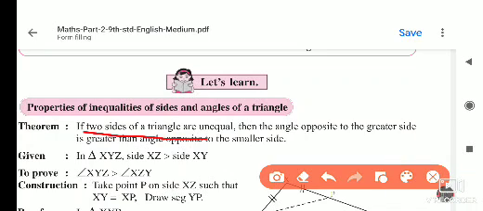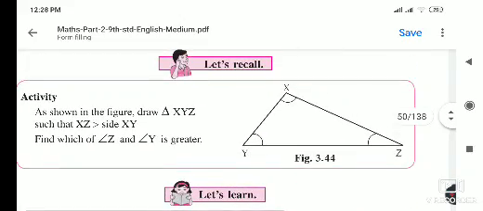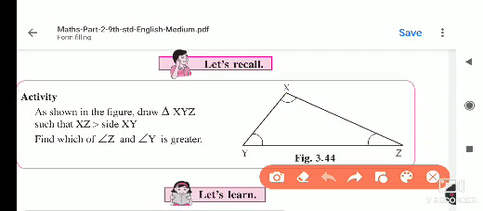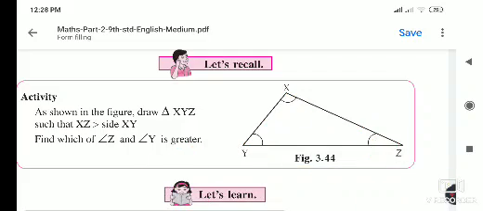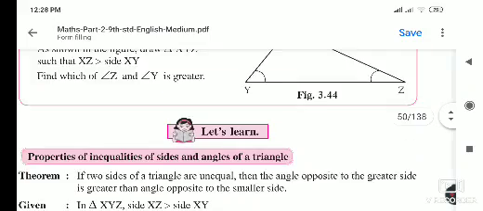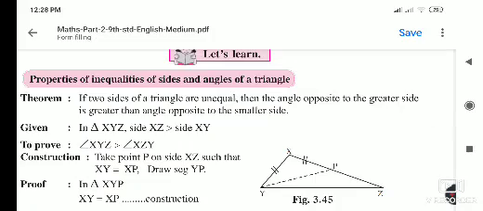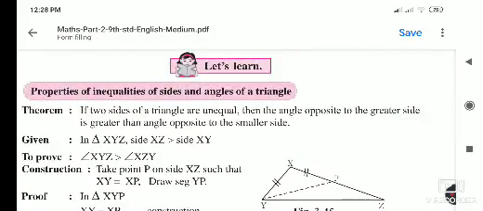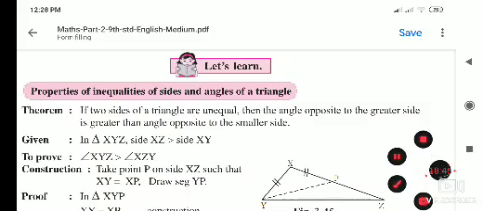If two sides of a triangle are unequal, then the angle opposite to the greater side is greater than the angle opposite to the smaller side. You will understand this tomorrow. This is the greater side, XZ is greater than XY, so angle Y is greater than angle Z. We will understand that from the activity. All of you do this activity, then we will see the next part of the lesson, the theorem on properties of inequalities of sides and angles of a triangle. That we will see tomorrow.